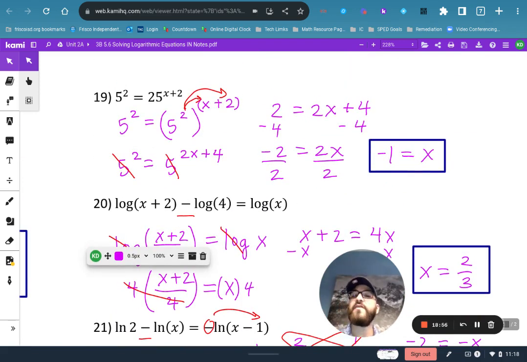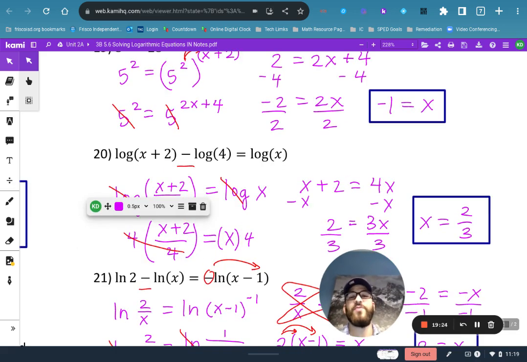19, we have 5 squared is equal to 25 to the x plus 2. So we need to change that 25, so we change it to a 5 squared. And then power to a power, so 2 times x plus 2. I have to remember to distribute to that x plus 2. So it becomes 5 squared is equal to 5 to the 2x plus 4. 5's cancel out. And then I'm just solving for x from there. So I get x is equal to negative 1.